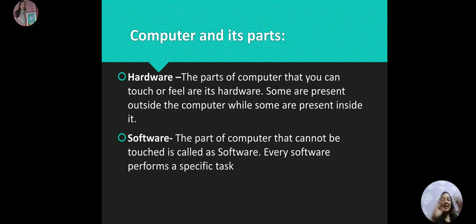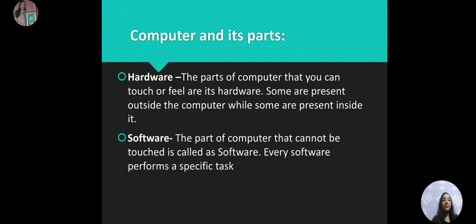A basic computer, children, is made up of two main parts. First is hardware, which we can see, which we can touch. And the other part is software, which is invisible, but we only see its reaction, how it actually works or functions. Every task has a software hidden behind.